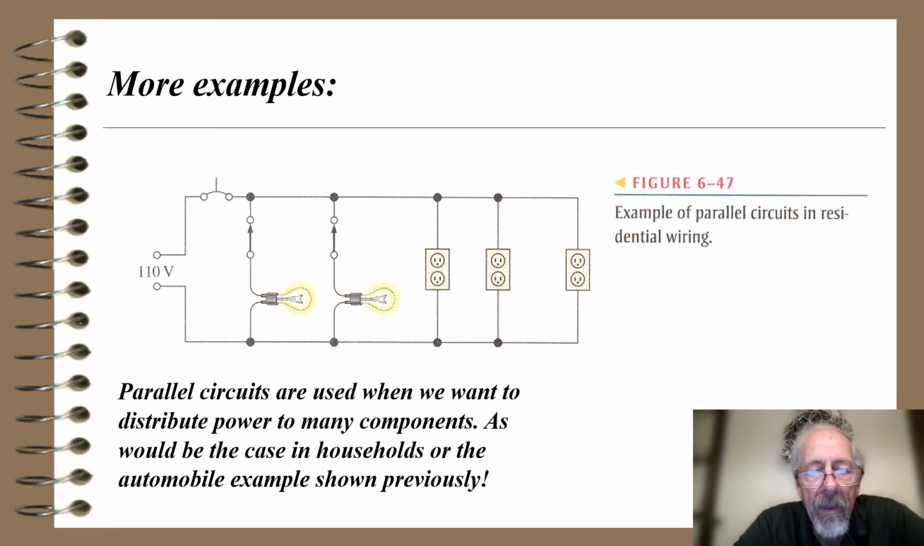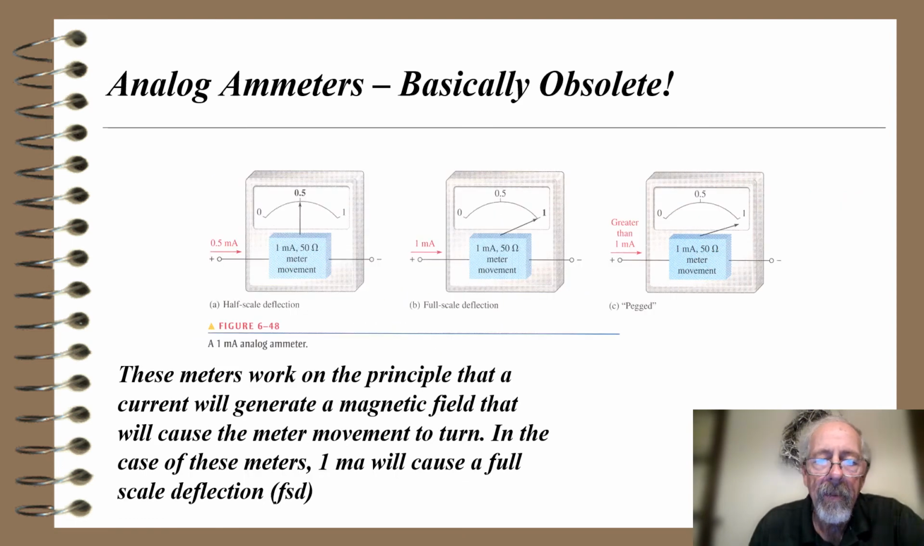Another example, this is a house example. I have 110 nominal volts. That symbol up there is a circuit breaker. Notice I have 2 lights attached, then I have 3 outlets. So that's an example of parallel circuits in residential wiring. So parallel circuits are used when we want to distribute power to many components, as would be the case in households or the automobile example shown previously.